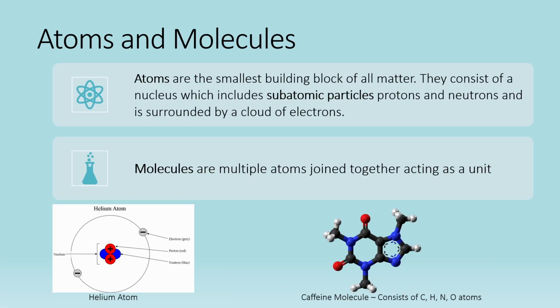In this slide, I'll be talking about atoms and molecules. Atoms are the smallest building block of all matter. They consist of a nucleus, which includes subatomic particles such as protons and neutrons, and is surrounded by a cloud of electrons. The left image is of a helium atom. As you can see, its nucleus contains protons, which are positively charged and is surrounded by a negatively charged electron cloud, and its nucleus also contains a neutrally charged neutron.